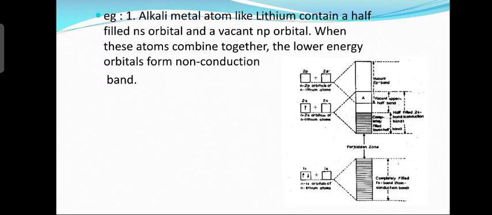Next slide. Example 1. An alkali metal atom like lithium contains a half-filled ns orbital. Alkali metal lithium, what is the atomic number? 3. So 1s2, 2s1, total 3. It has a vacant np orbital, so the p orbital is vacant. When these atoms combine together, the lower energy orbitals form the non-conduction band, because 1s2 is fully filled. The next ones, 2s1 and the p orbital, form the partially filled band.